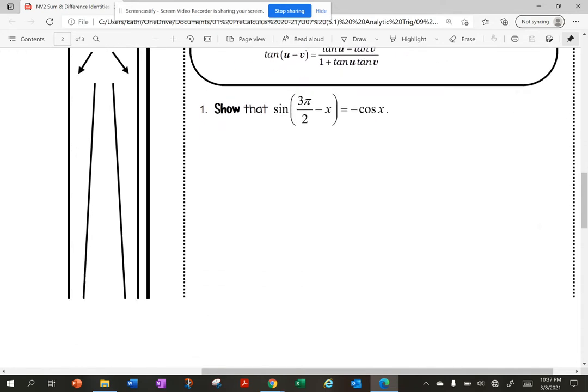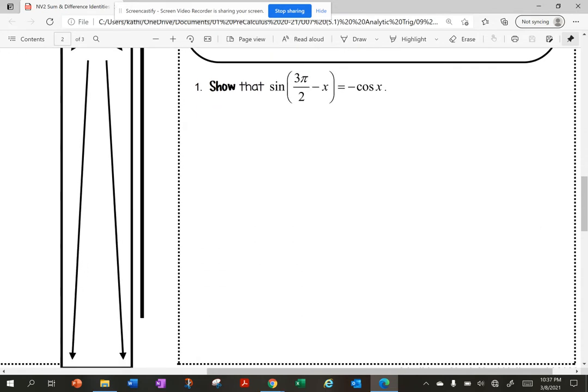Okay, so the first example for today is show that the sine of 3 pi divided by 2 minus x equals negative cosine of x. So this is a verify question. So I want to prove that the left-hand side equals the right-hand side. Okay, I only work on one side. I don't move anything back and forth.